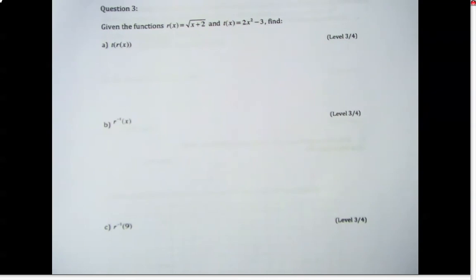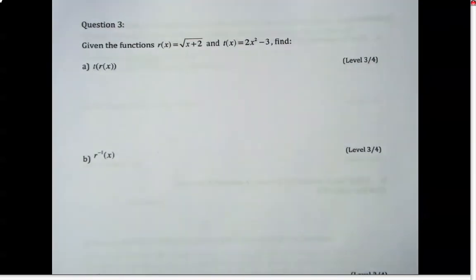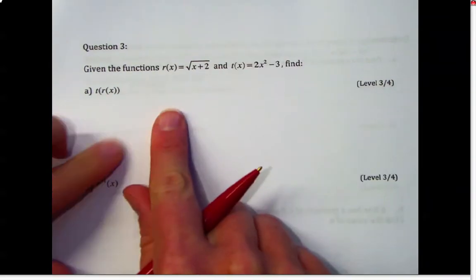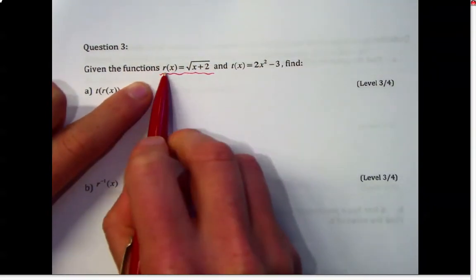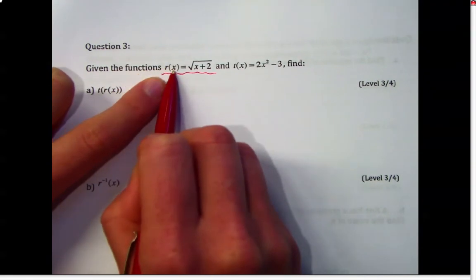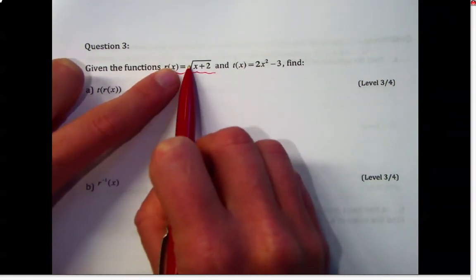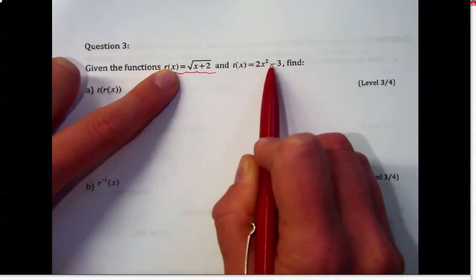Okay, so this time we've got 2 different functions, r and t. And remember, the basic thing is that you understand what this expression means. This isn't r times x. It's to apply r to this, which is in the bracket. In this function, I add 2 and I square root. In this function, I square, I double, I subtract 3.